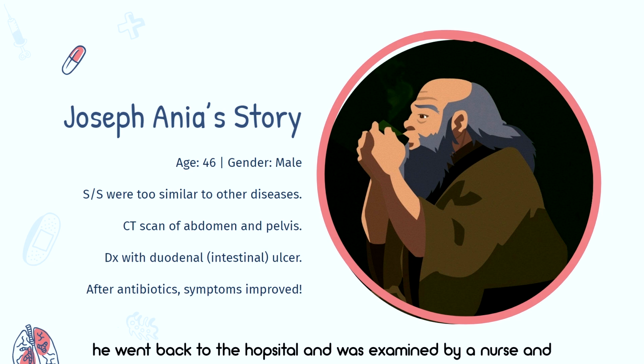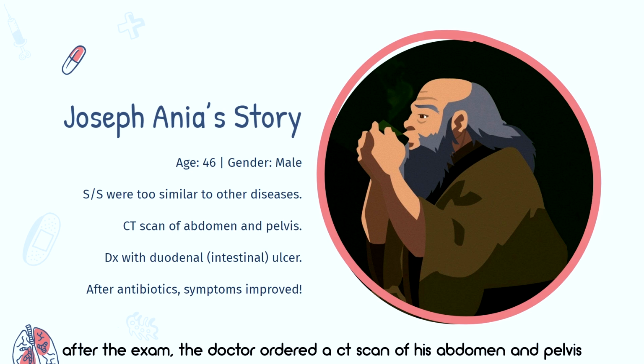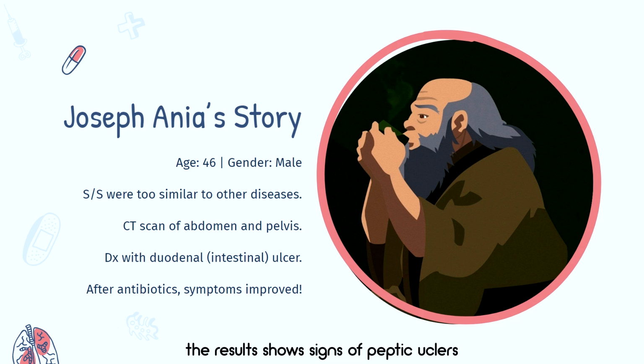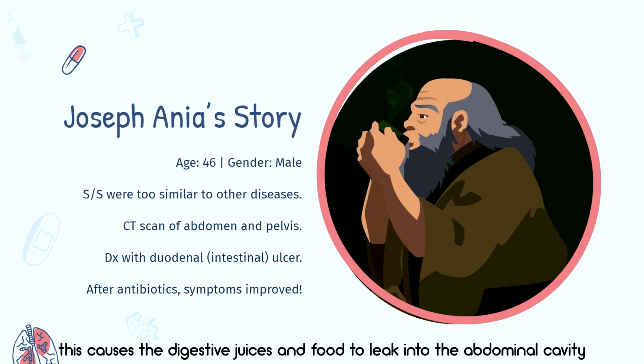He went back to the hospital and was examined by a nurse, and after the exam, the doctor ordered a CT scan of his abdomen and pelvis. The results showed signs of a peptic ulcer. He had a perforated duodenal or intestinal ulcer, which can happen when the ulcer is left untreated and burns a hole through the wall of the intestine. And this causes the digestive juices and food to leak into the abdominal cavity.